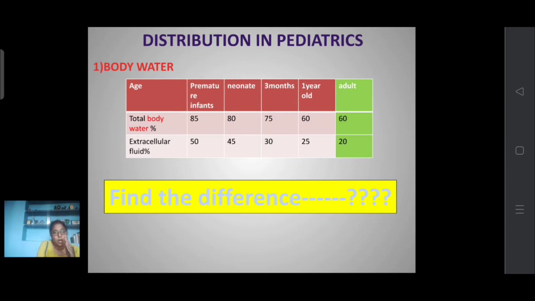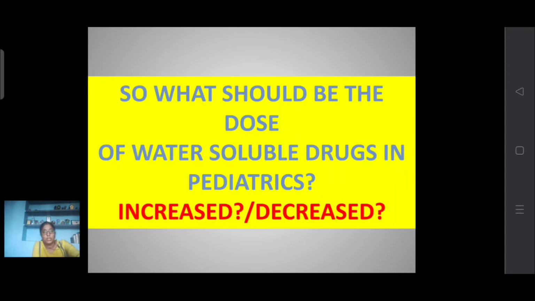So now check the body water, just compare the body water in premature infants and adults. You can very well notice that the total body water percentage is more in premature infants when compared to adults, and even the extracellular fluid is more in infants when compared to adults. So this is a difference. And what should be the dose of water soluble drugs in pediatrics, whether it should be increased or decreased. So here the drugs are water soluble, and here the body water is high in infants.